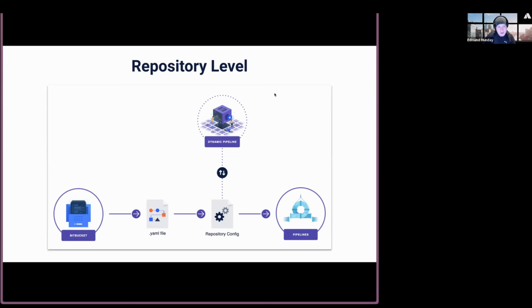Now, one of the really nice things about dynamic pipelines is because they're made as Forge apps, they can be reused across multiple repositories. So the Forge app is installed at the workspace level, and then it's shared across all of the repos in that workspace, and multiple repos can opt into the same dynamic pipeline.